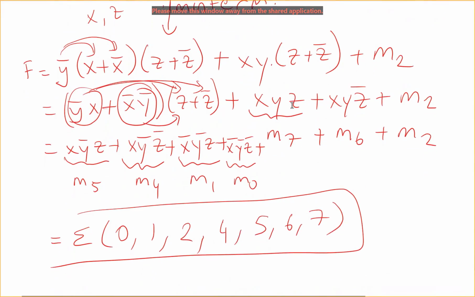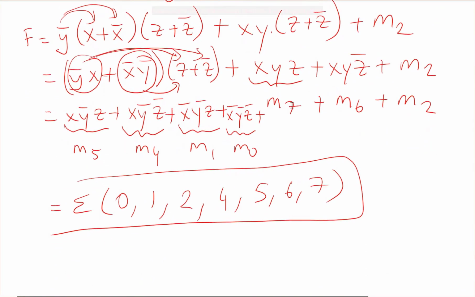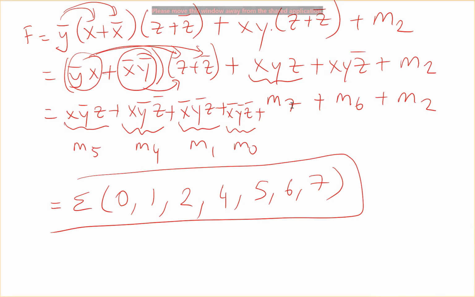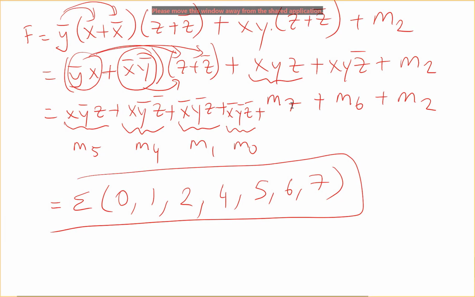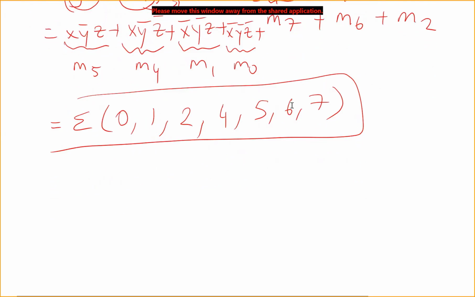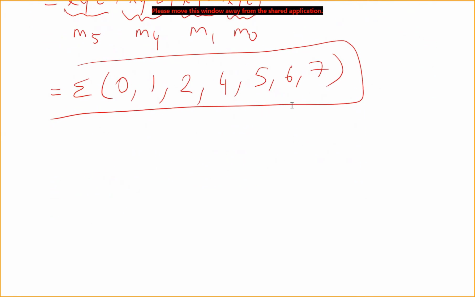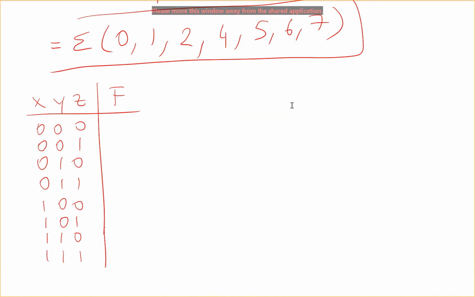Okay, so in the last example, after doing all these Boolean operations, what we are left with is all the minterms except minterm 3. So if I would like to write the truth table of this, my f function is 1 here, 1 here, 1 here, 0 here, 1, 1, 1, 1.